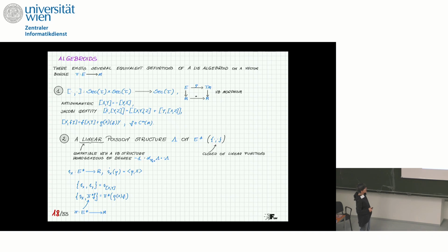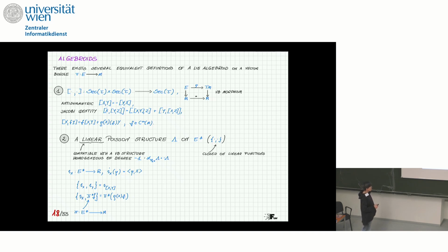So if you take a linear function that corresponds to a section of the bundle E and take the bracket of them, you get a linear function that corresponds to the bracket of sections. And also you know how to deal with functions that are pulled back from the base. So here is this correspondence between sections of bundle E and linear functions on bundle E star.